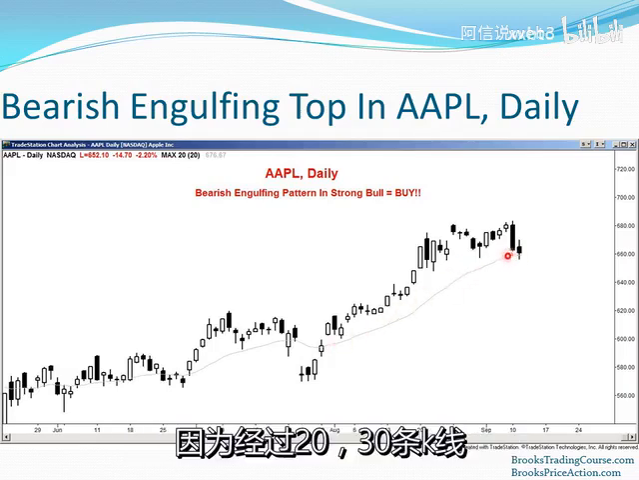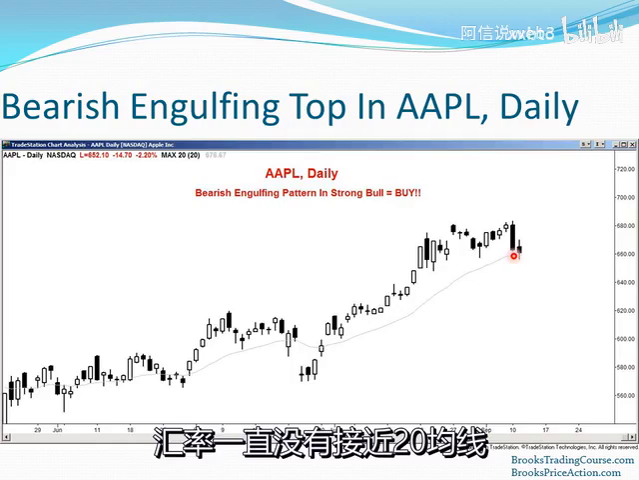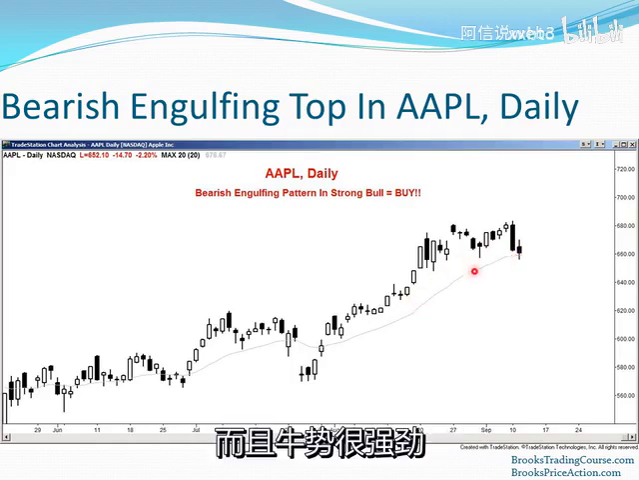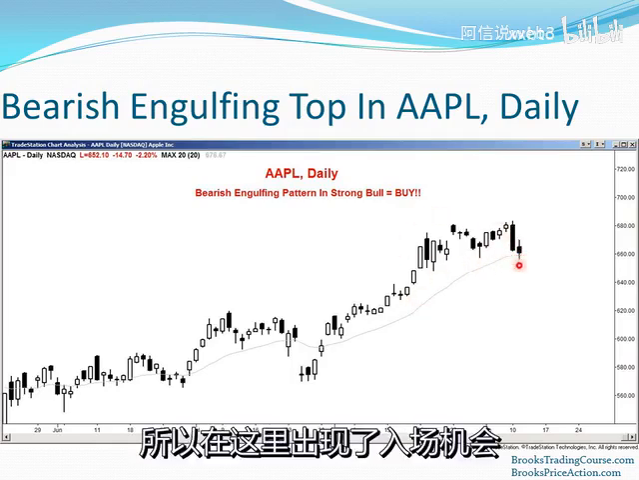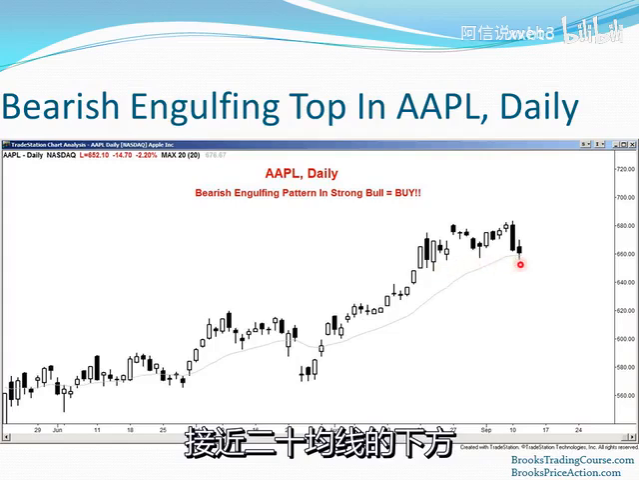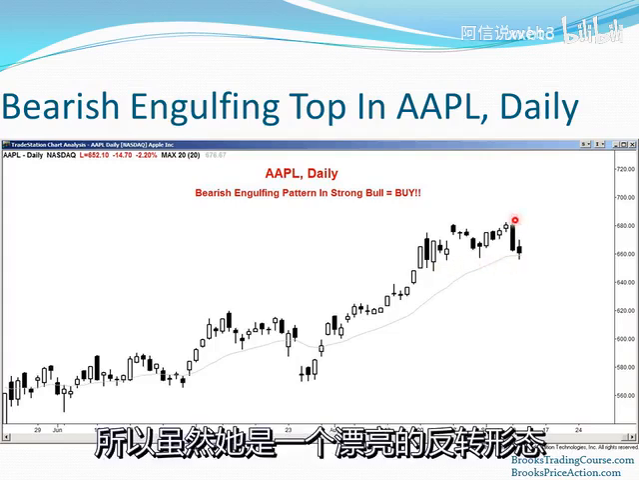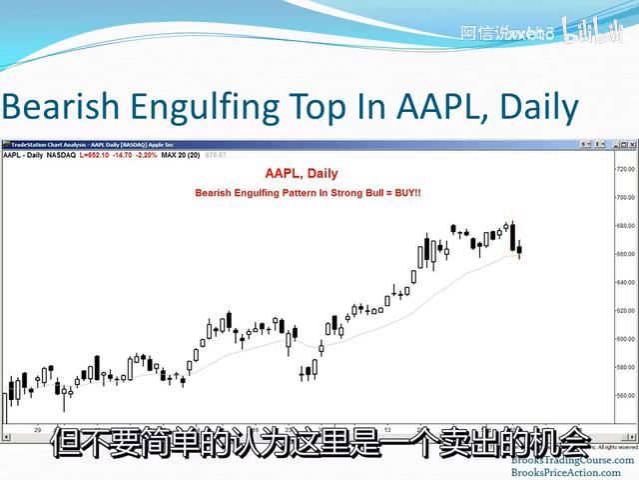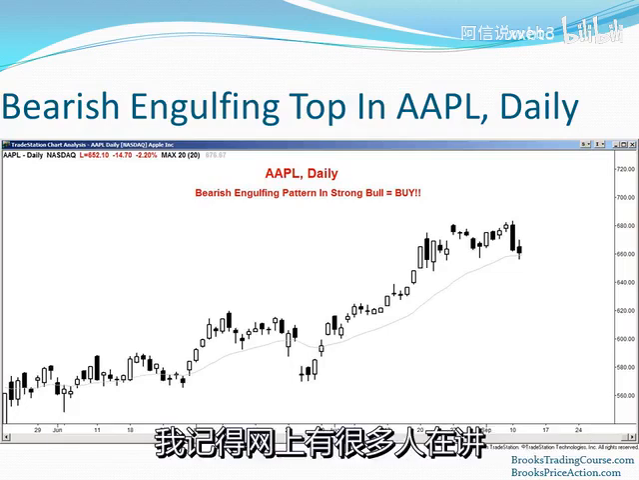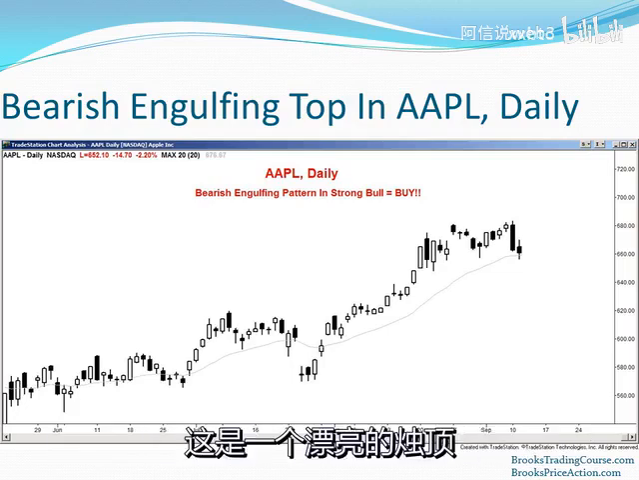The market has not touched the moving average in 20 or 30 bars, and it's a strong bull trend, possibly forming a trading range, but in any case, if it is, it's near the bottom. So instead of looking at this wonderful reversal pattern and saying, wow, I better sell this candlestick pattern, because I saw on the internet that it's a great top.